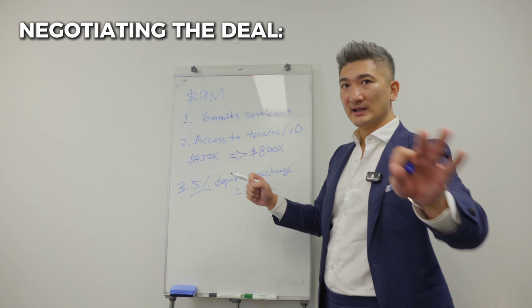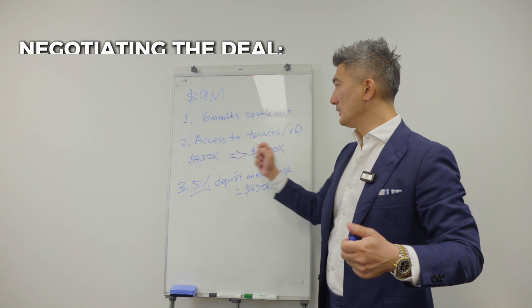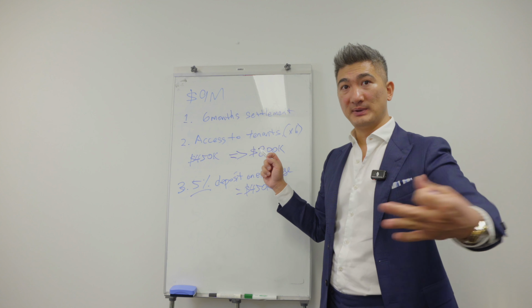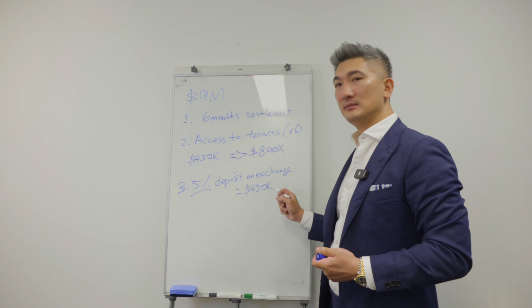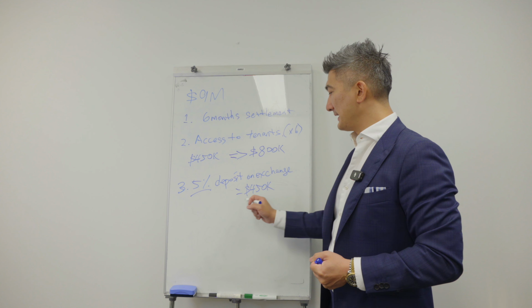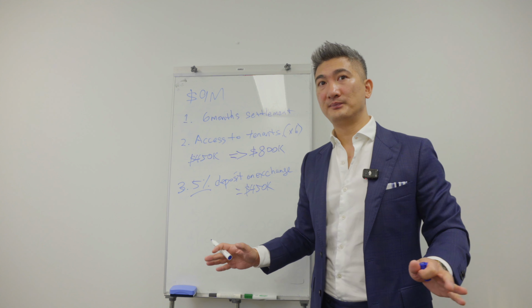We said, hey, Mr. Seller, we'll pay you the $9 million that you want. We want 6 months settlement. We want access to the tenants, as in we want to be able to contact and negotiate with the tenants. And we'll give you 5% on exchange, but that money sits in a trust account with the lawyer until the property settles. Cool, it was all agreed.